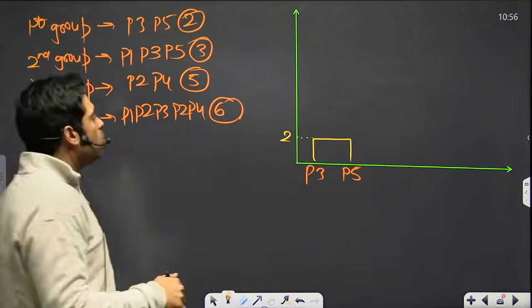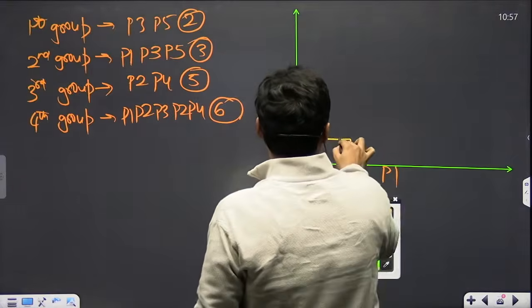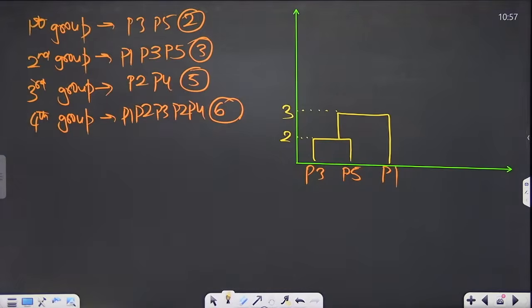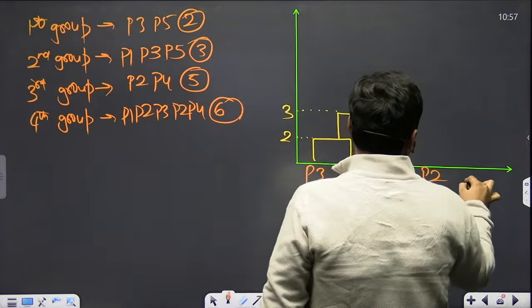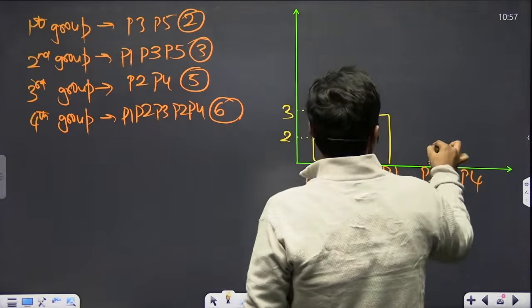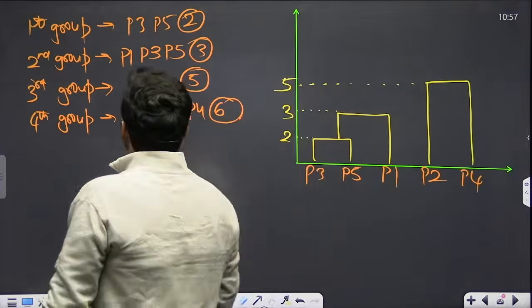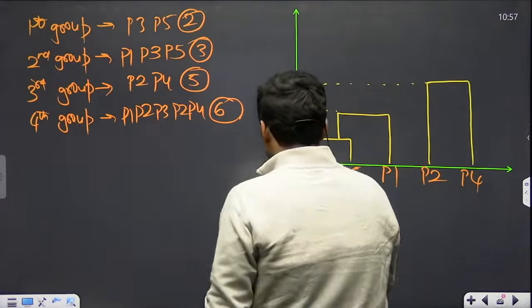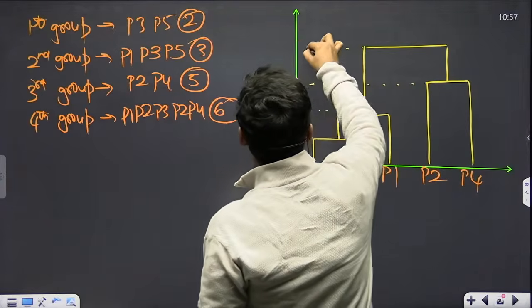Then after that, I would group P1 at a cost of 3. Now after that, I would group P2 and P4 at a cost of 5. Then after that I would group these two groups at a cost of 6.